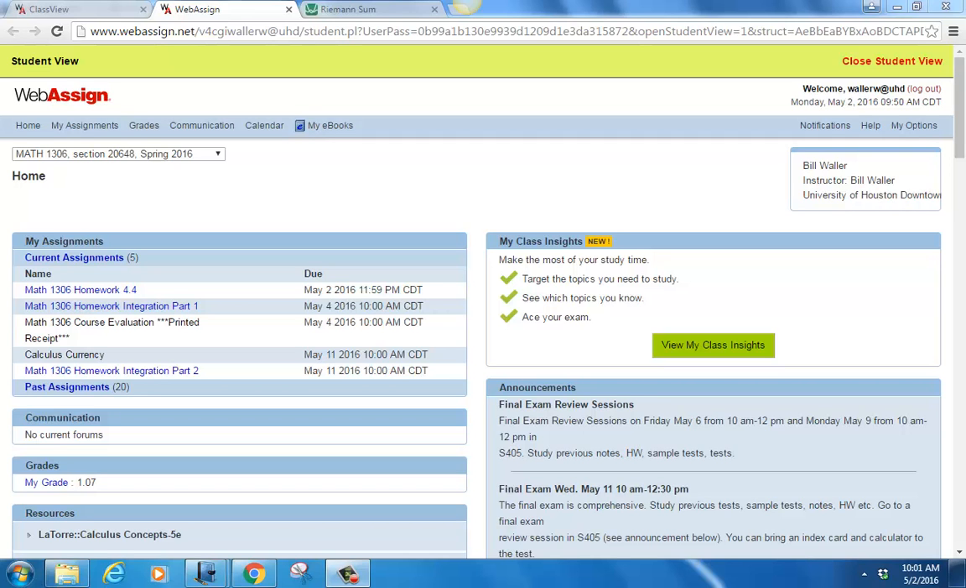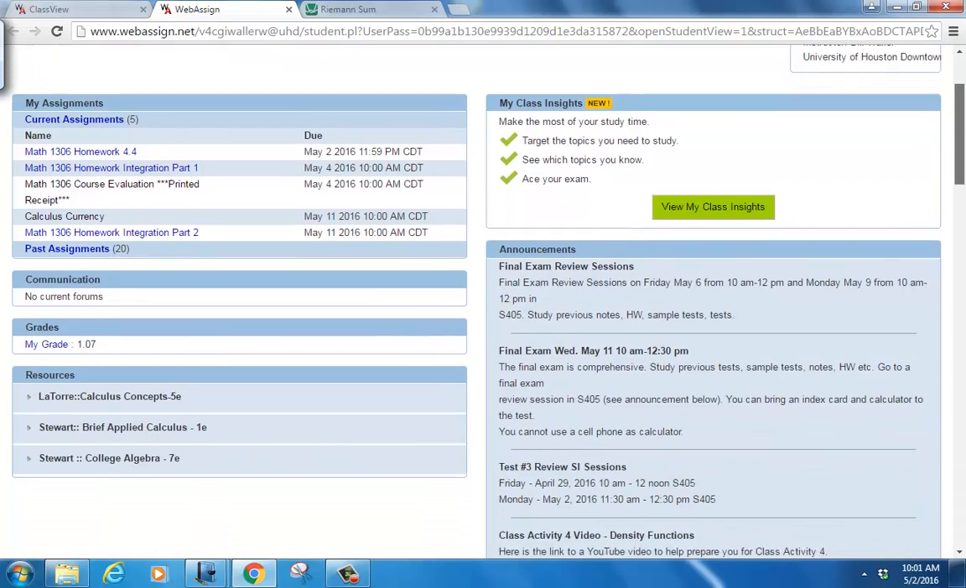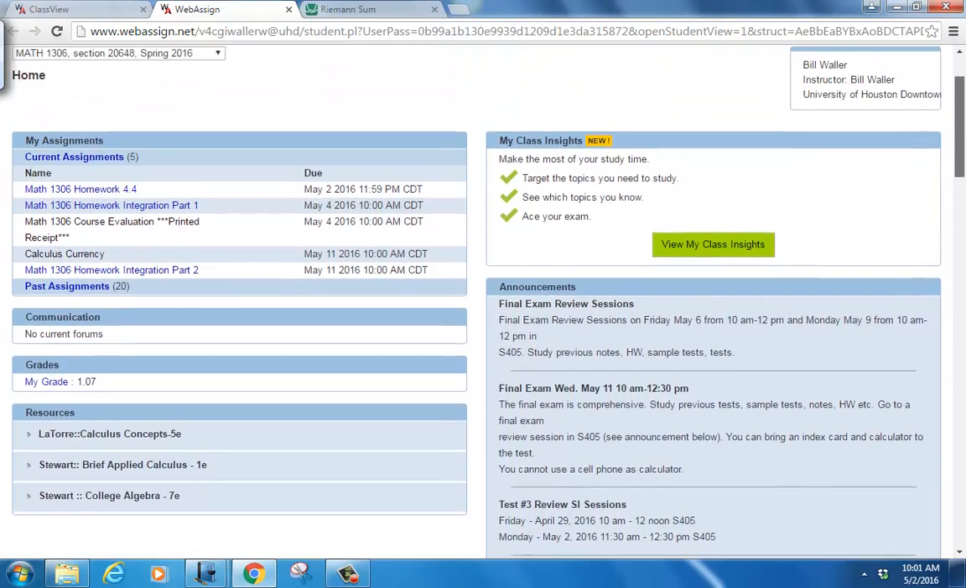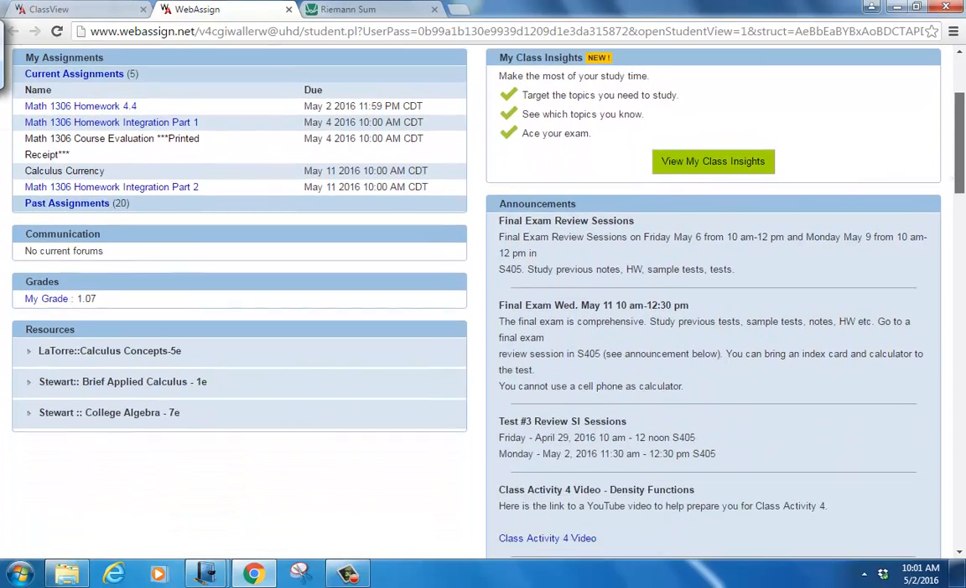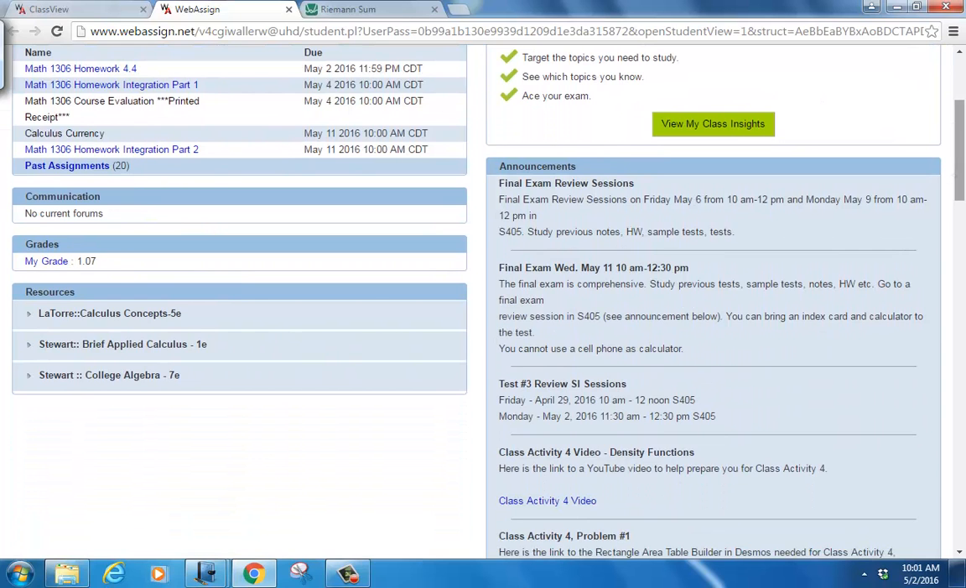There is one more review session for that test, which will be right after class, the usual review session. The answers to the test review are posted. So I sent an email about that. I don't think there's an announcement about that. But the answers are posted on the Blackboard page under the sample tests link.